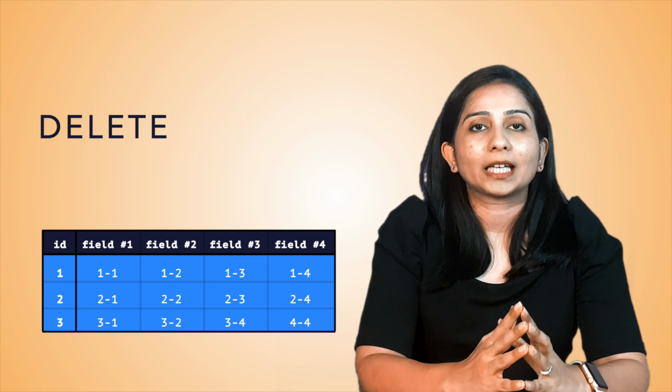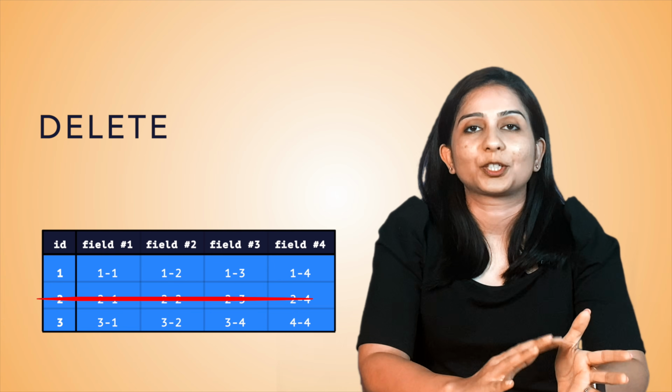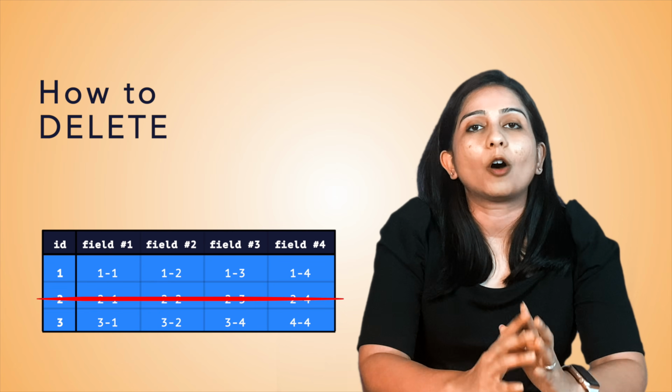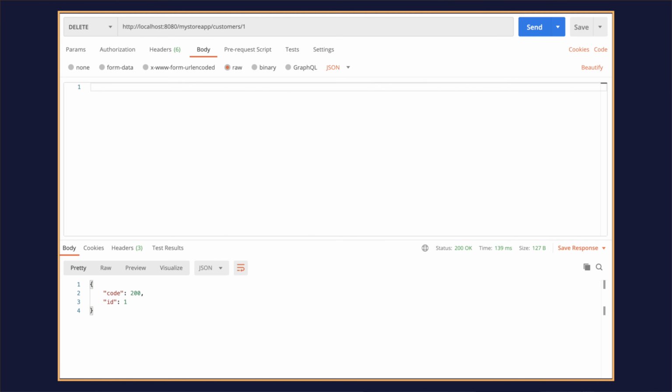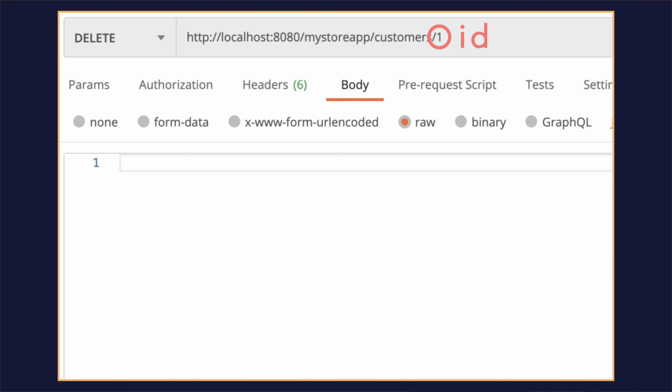As you can see, in case of delete, we just want to delete a resource from the backend, right? Now, how do you do that? Very similar to other methods, just like put, post, etc., we are going to mention the ID of the resource that we want to delete in the URI, as you can see here, and the method is going to be delete.